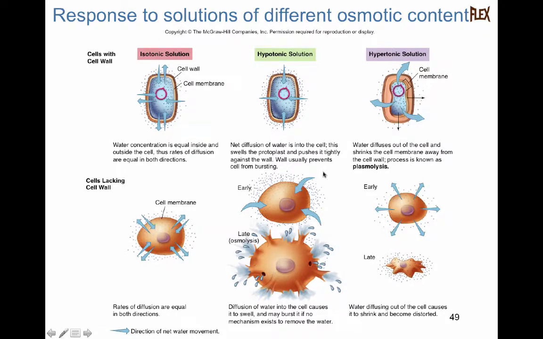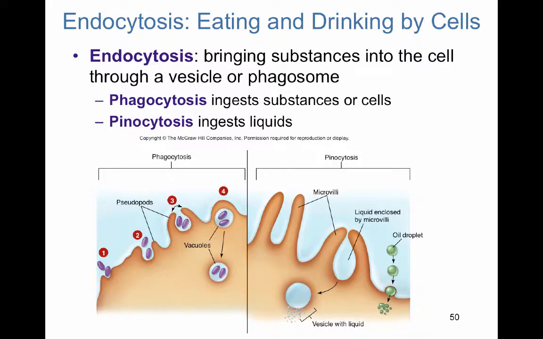And I would like you guys to remember the names for these processes. When the cell dries up and has become desiccated, this is referred to as plasmolysis. If the cell swells and pops because of a hypotonic environment, this is referred to as plasmoptosis. So plasmoptosis, and plasmolysis in the hypertonic scenario.